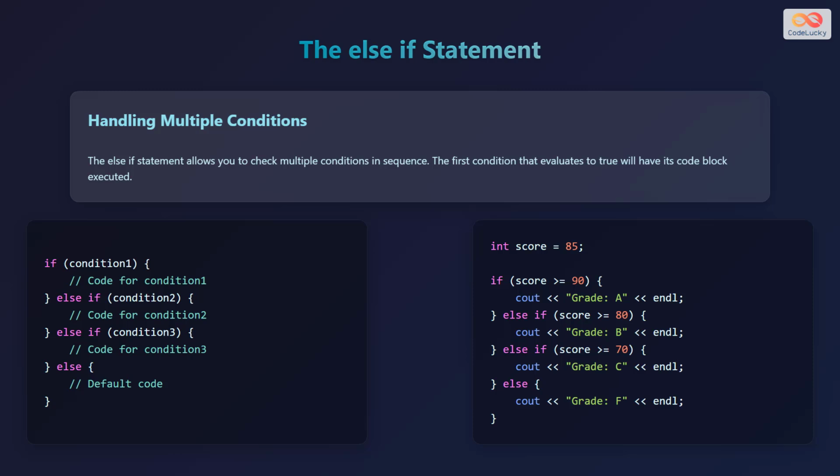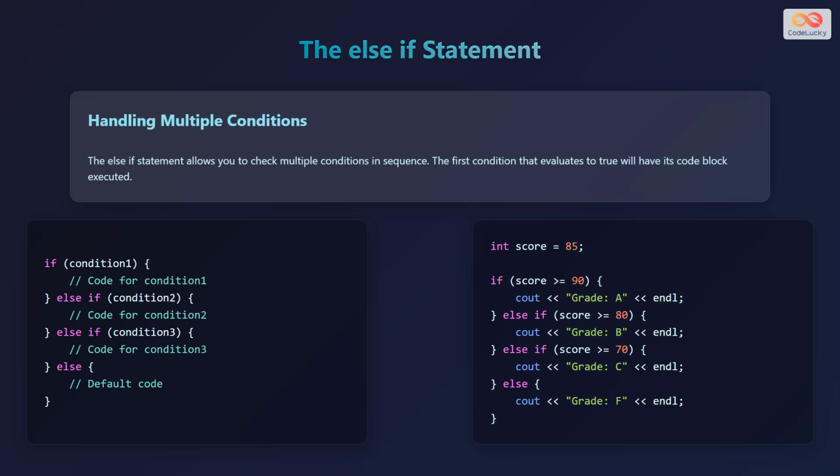The first condition that evaluates to true will have its code block executed. If none of the if or else if conditions are true, the else block, if present, is executed. Here's an example. We declare an integer variable named score and assign it the value 85.